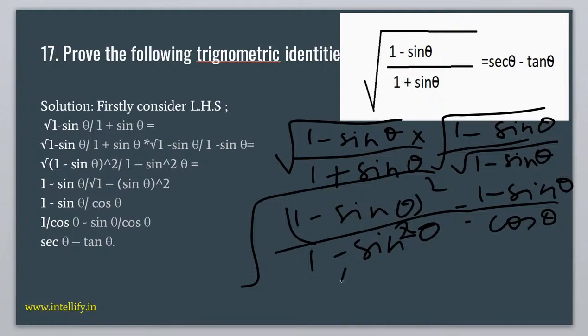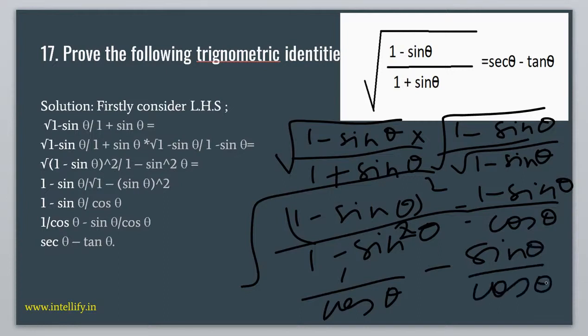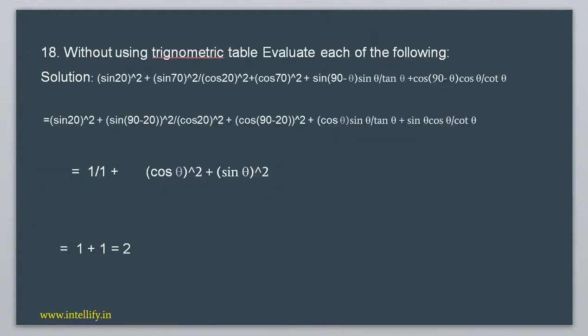Now separating this, 1 by cos theta minus sin theta by cos theta. So 1 by cos theta is sec theta, sin theta by cos theta is tan theta. So this is the required proof we have. We'll jump on to the next question.